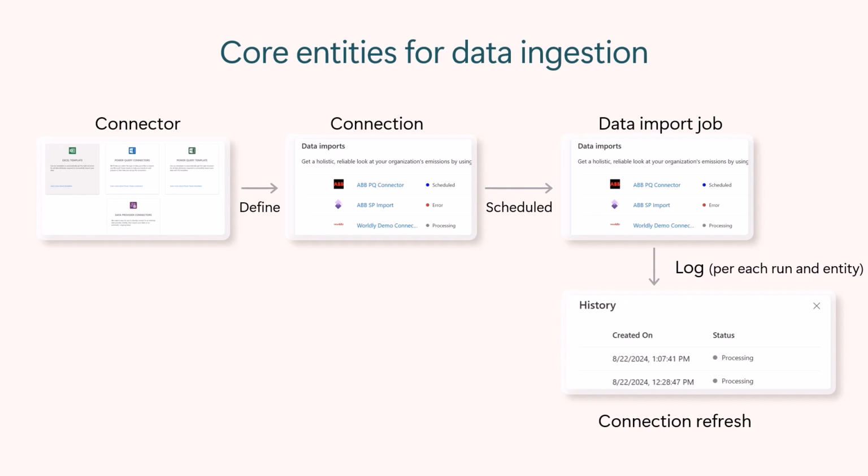Data import jobs manage and trigger the actual data transfer process, enabling your flow to start the extraction, transformation, and load of data into Sustainability Manager. Connection Refresh provides a detailed record of each data ingestion operation, allowing you to monitor and troubleshoot any issues that may arise during the process.